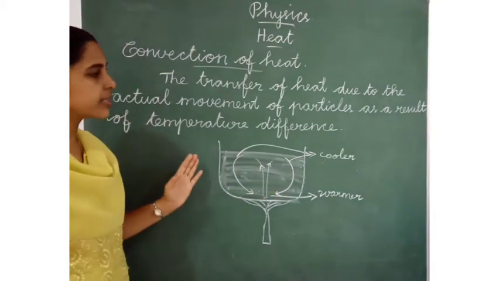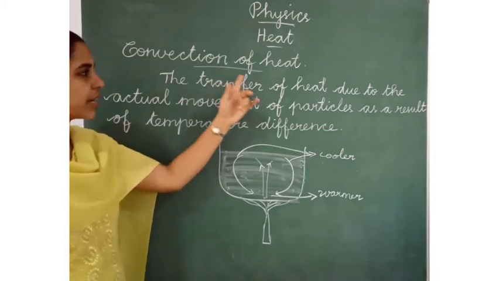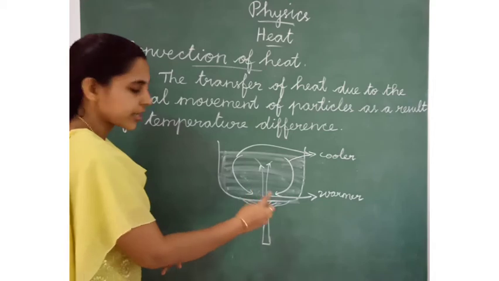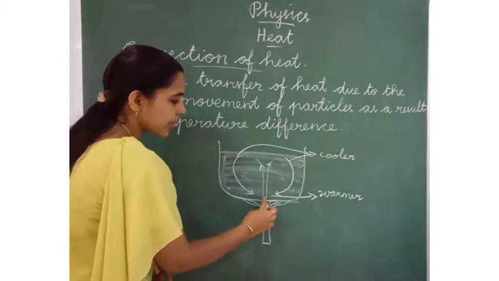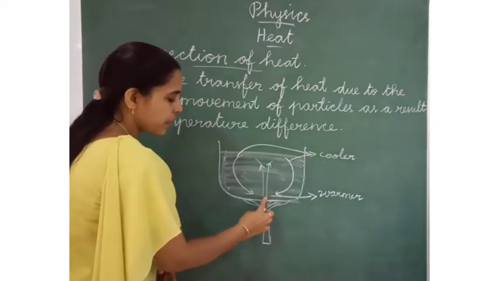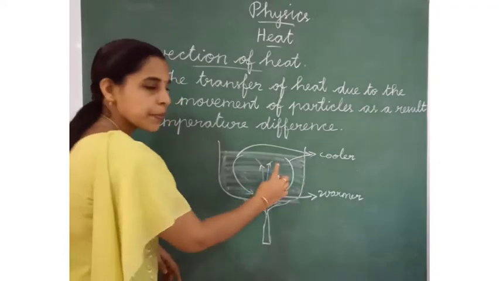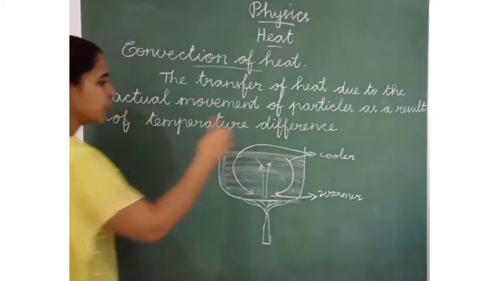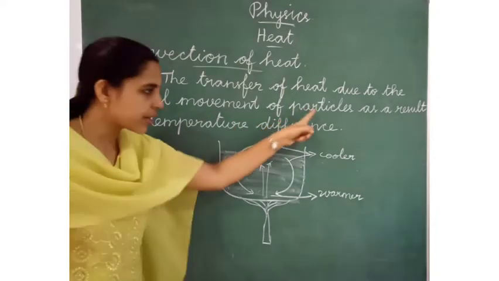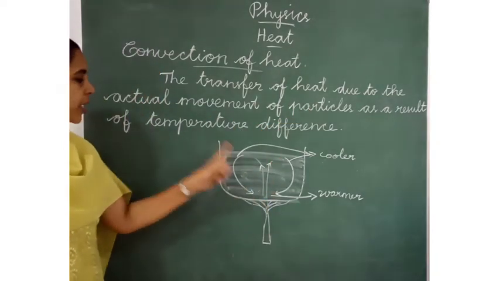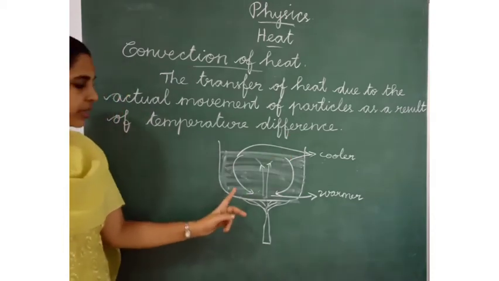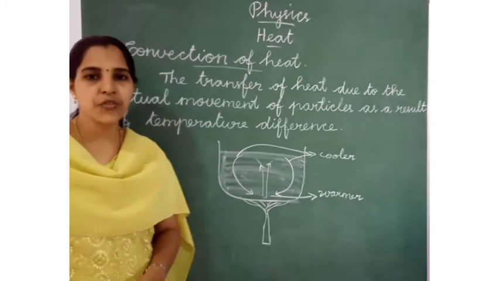Have you understood this? Convection. Convection means transfer of heat due to the movement of particles. It means the warmer particles move from bottom to top and the cooler particles move from top to bottom, due to the actual movement of particles because of the temperature difference. This is called convection of heat.